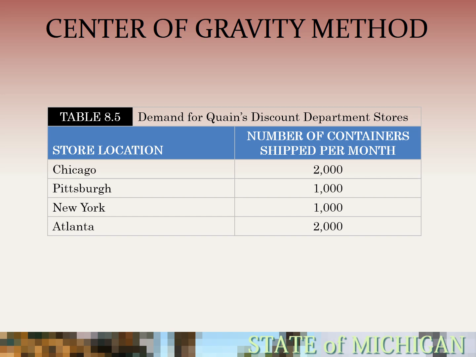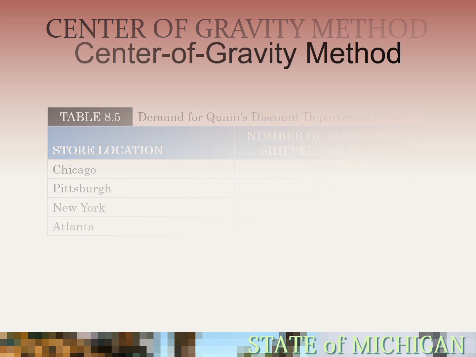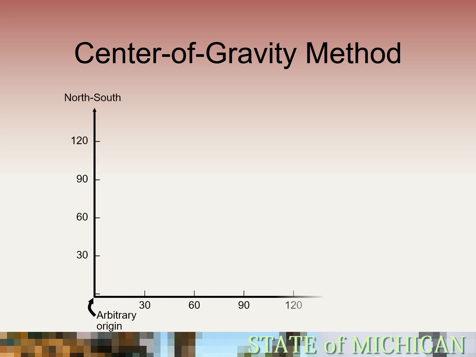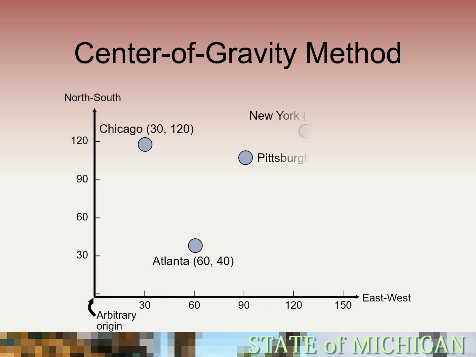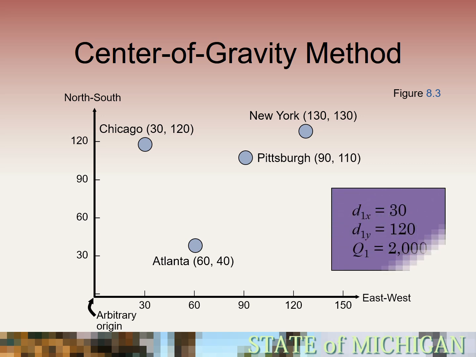In Chicago, number of containers shipped per month would be 2,000. Pittsburgh would be 1,000. New York would be 1,000. Atlanta would be also 2,000. So we're going to plot it out here. Chicago, it'd be there. New York would be there. Pittsburgh would be there. And Atlanta would be down here.